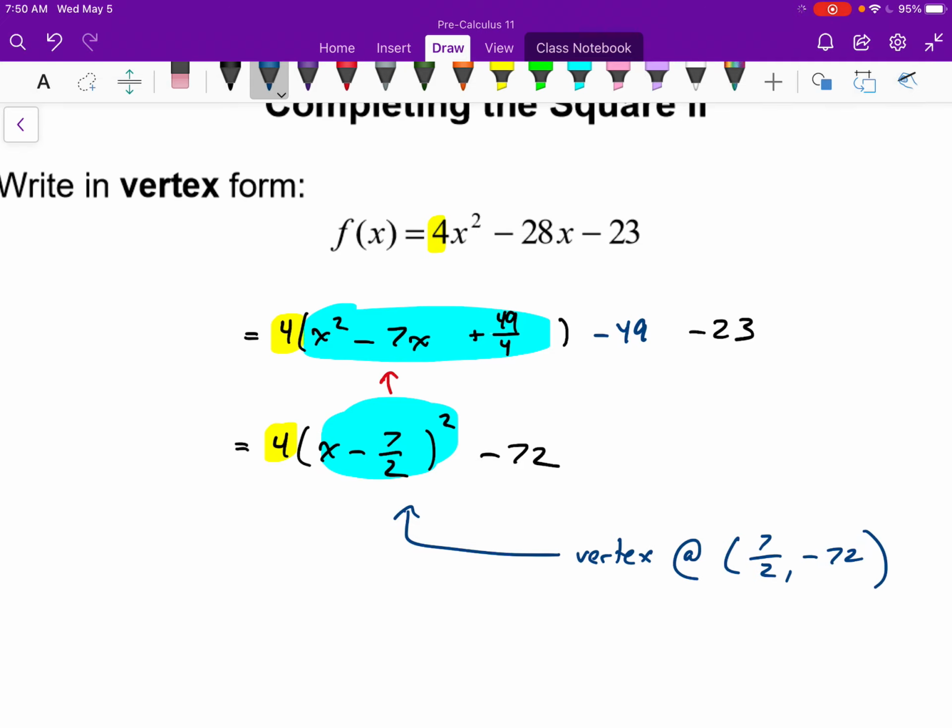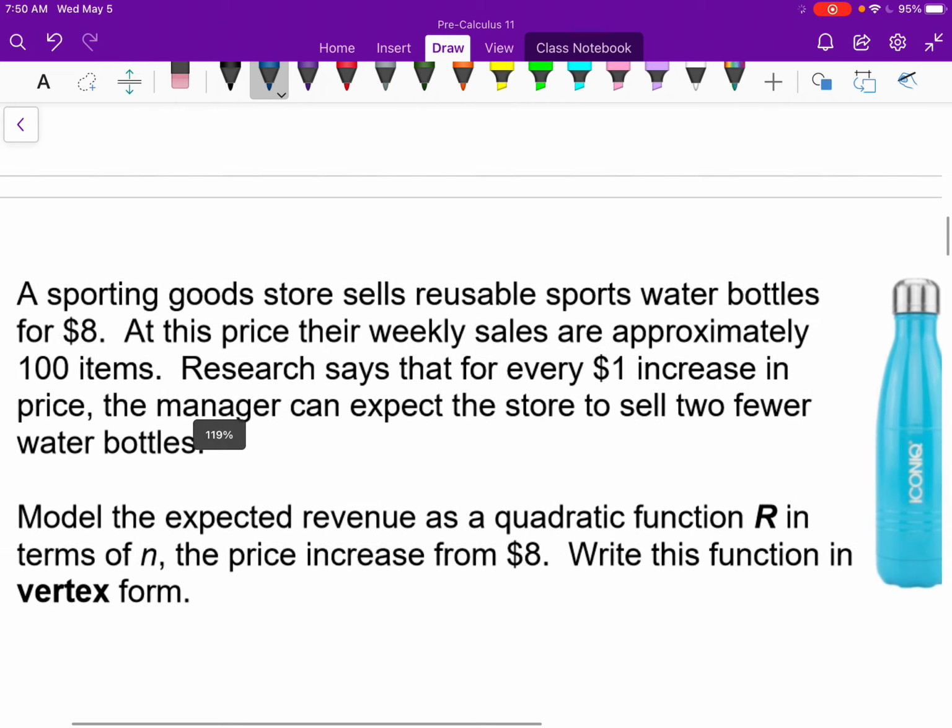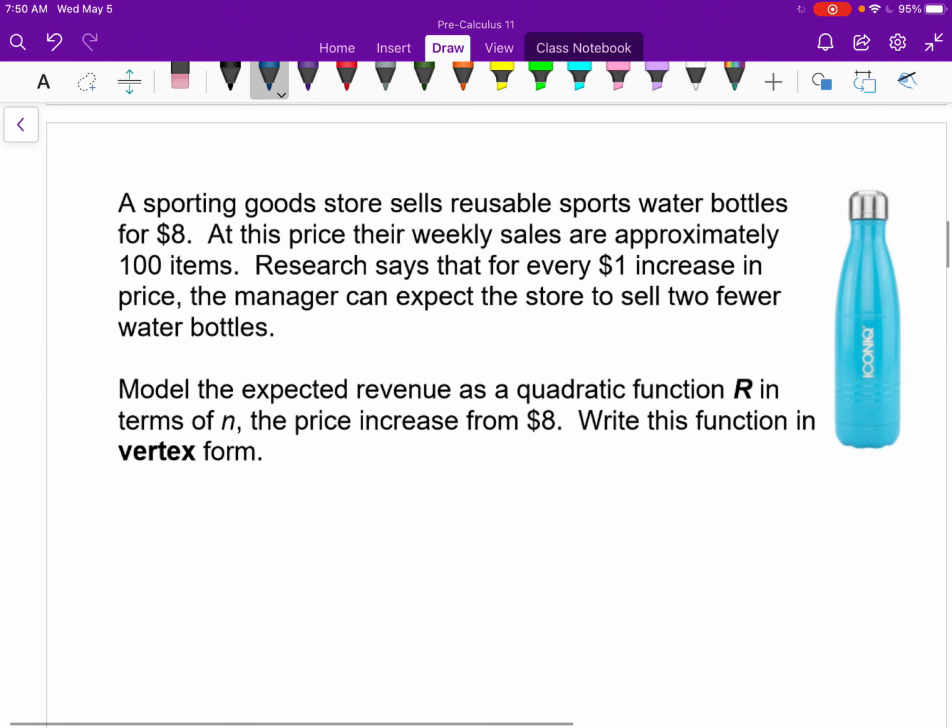So with that said, though, I have 2 more problems, which will take a little while. And most of these are looking at applications of this, that at some point completing the square will come into play.